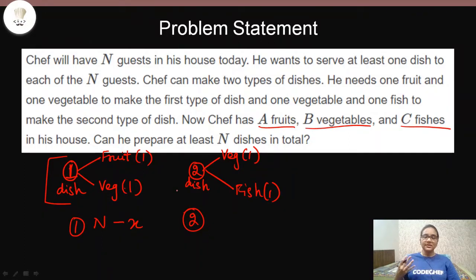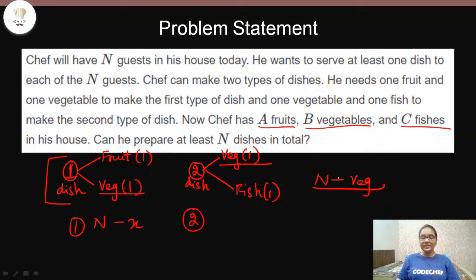So what does this tell us? That we will need exactly n vegetables. This is for sure, we will need exactly n vegetables if we want all the n guests to get dishes, because in the first dish and the second dish we require one vegetable. But for fruit and fish, this cannot be said, because we don't know exactly how many fruits or how many fishes we need, but we do know that the total of fruit plus fish has to be greater than or equal to n.